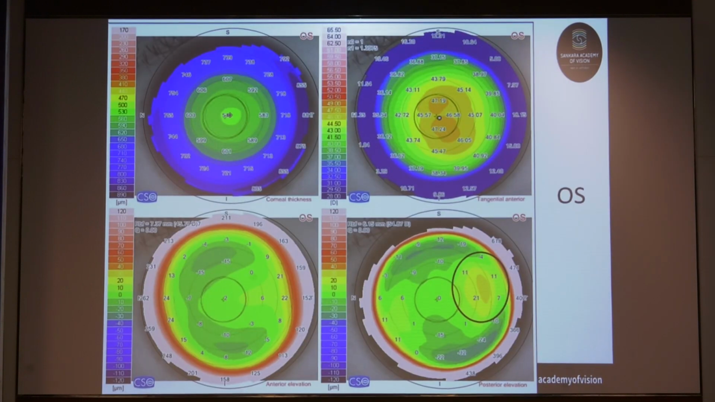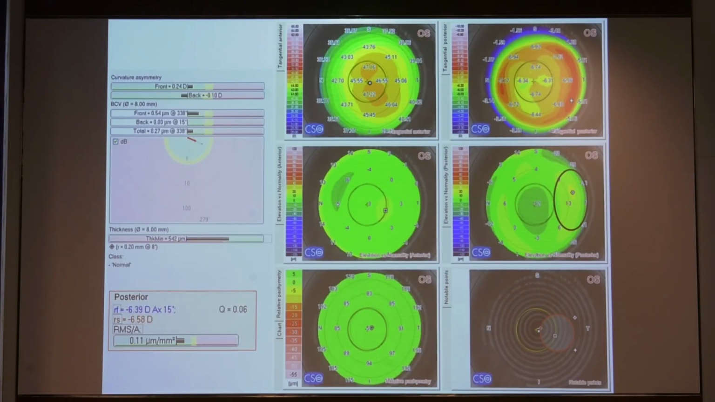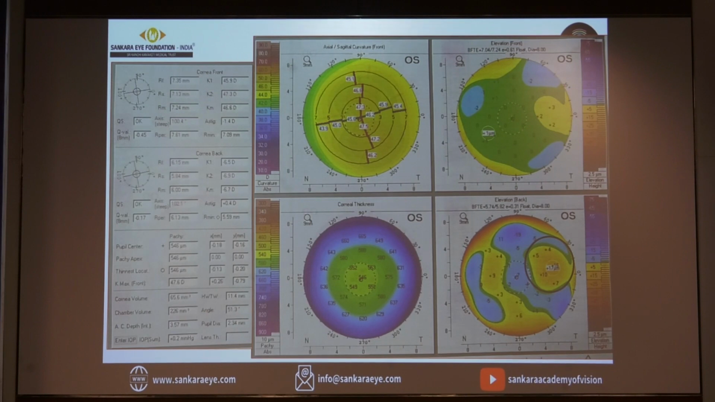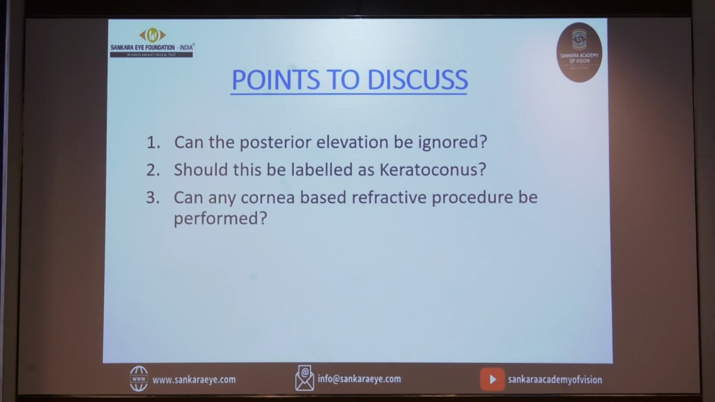Similar picture in the left eye, no significant posterior elevation, thick cornea, but a similar mirror image of the posterior elevation was seen again on the posterior elevation map. Thickness was normal, aqueous depth normal, the scan was also normal. Same repeated on the left eye, a mirror image posterior elevation, similarly seen on the Pentacam also. But again, the BAD D value was normal and the difference map also did not show any significant abnormality. So I would like to discuss these cases.